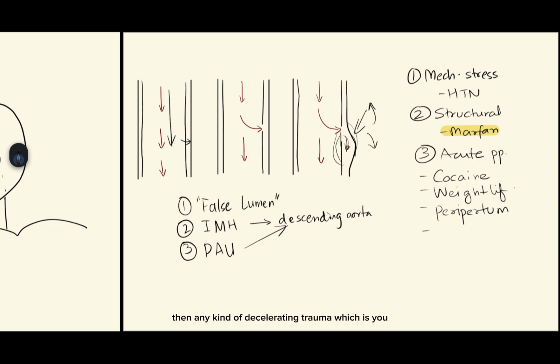Then any kind of decelerating trauma, which is a high speed mechanism that can lead to the tethering of the aorta at the ligamentum arteriosum. This is at the level of the left subclavian. And finally, fluoroquinolones. These antibiotics interfere with collagen synthesis. We know it is associated with rupture of tendon. It also puts the patient at increased risk of aortic dissection during treatment.